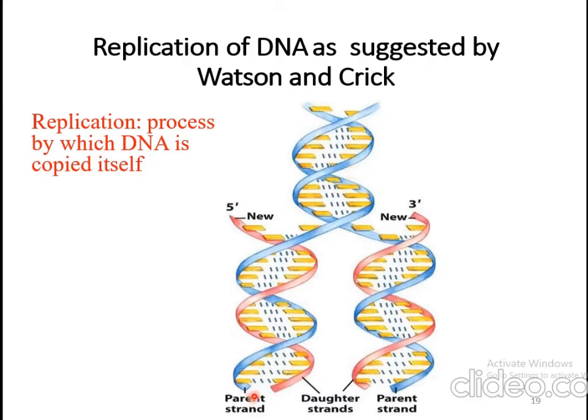This is the parent strand, and these blue ones represented here are the parent strands, and these red color strands represented here are the daughter strands. This blue strand replicates itself, and the new daughter strand is formed from this blue strand. Similarly, this blue strand replicates itself, and another red strand is formed from it. It means one parent strand duplicates itself into another daughter strand.